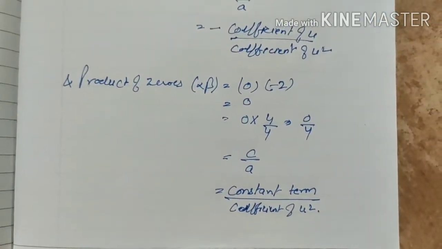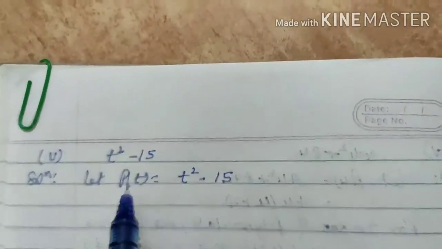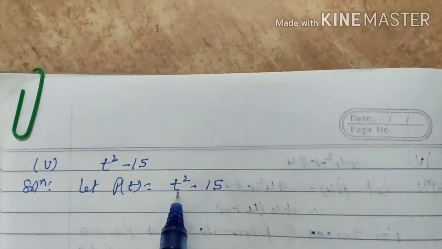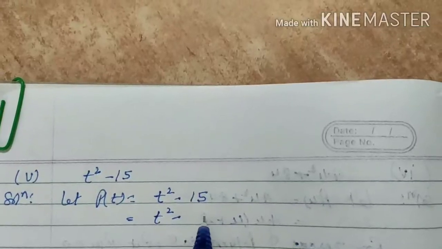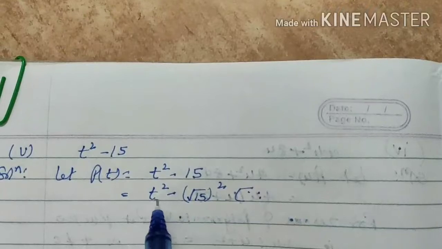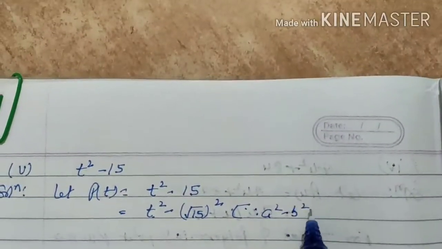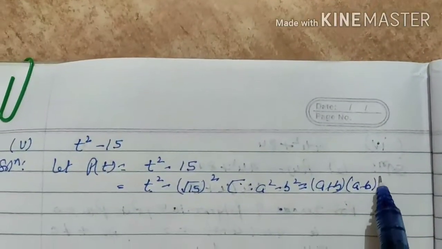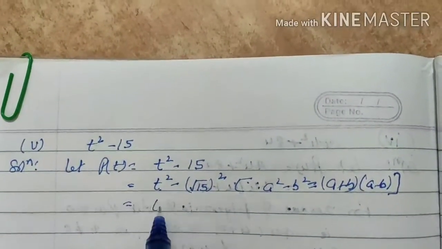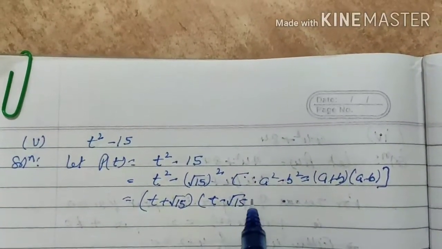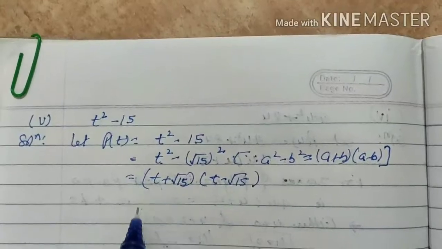So pause the video and note it down. In the next part we have the given polynomial as t square minus 15. So let p(t) equal t square minus 15, and t square minus 15 can be written as t square minus root 15 whole square. So you can use a square minus b square, that is a plus b and a minus b. So this will become t plus under root 15 and t minus under root 15. So these are the two factors of the given polynomial.